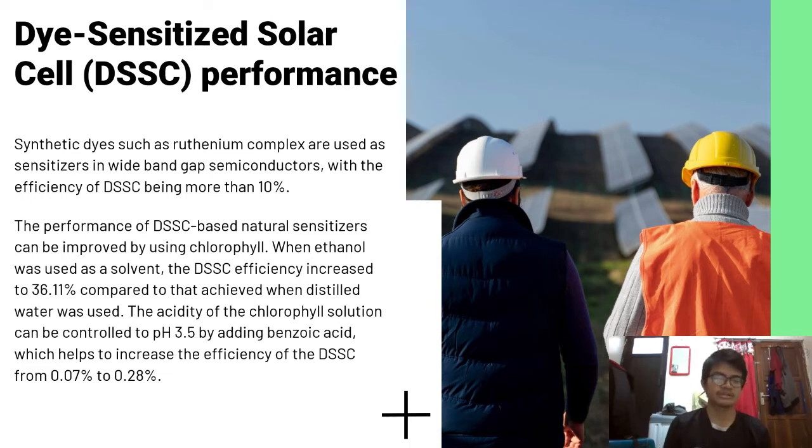When a synthetic dye such as a ruthenium complex is used with an existing sensitizer within an existing wide bandgap semiconductor, the DSSC efficiency becomes over 10%. Due to the high cost, presence of heavy metals, and complex synthesis processes of synthetic dyes, natural dyes derived from leaves, fruits, and plants are a cheaper option, as well as being non-toxic and fully biodegradable.